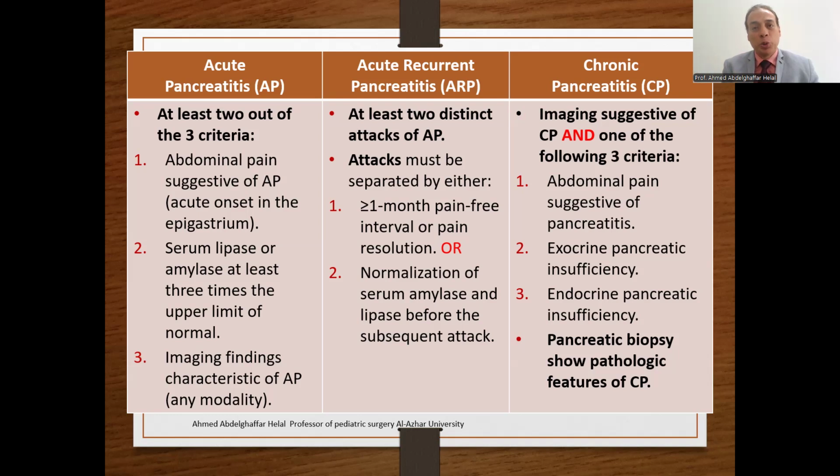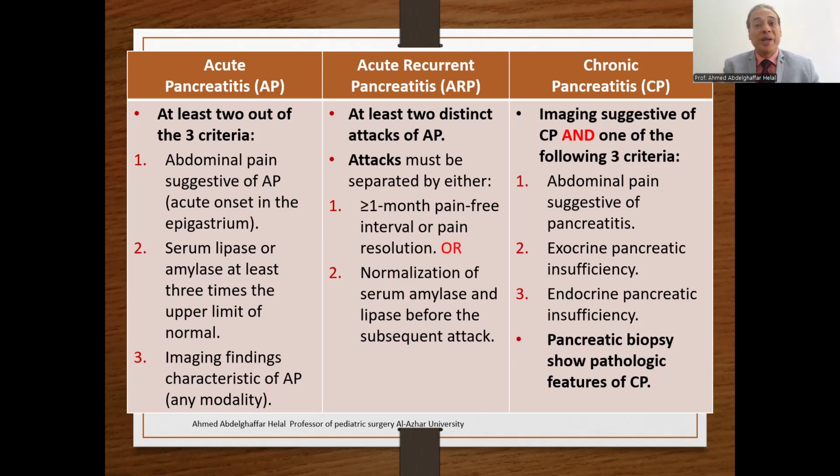In order to diagnose a child with acute recurrent pancreatitis, you should have at least 2 distinct attacks of acute pancreatitis. And each attack must be separated by more than 1 month free from symptoms, with resolution of the pain and also with normalization of amylase and lipase.